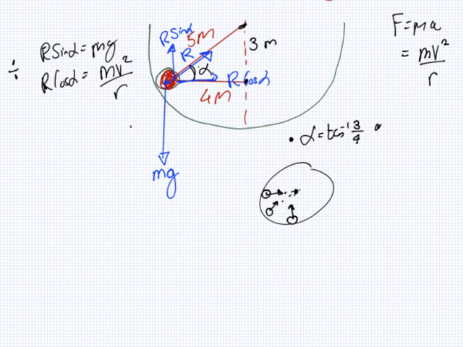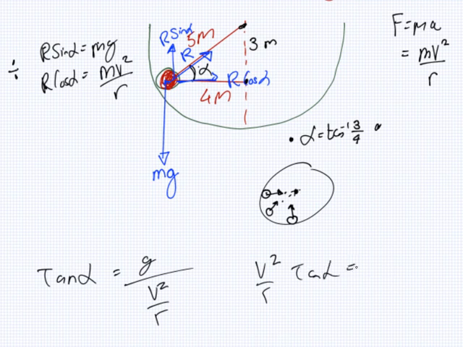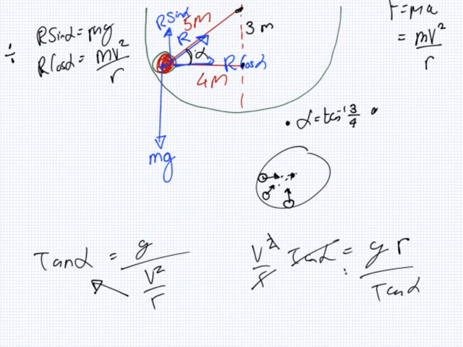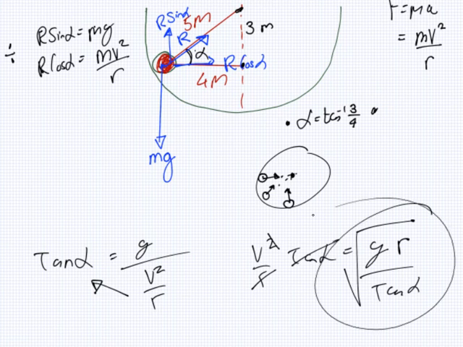Okay. R divided by R, 1. Sine divided by cos, tan alpha. m divided by m, it's gone. So it's just going to be g over v squared over r. So you can get v squared over r tan alpha equals g if you bring this up. So I'll bring the r up here and the tan alpha underneath, and then I'll square root it. So this is my v. It's square root of g r over tan alpha.